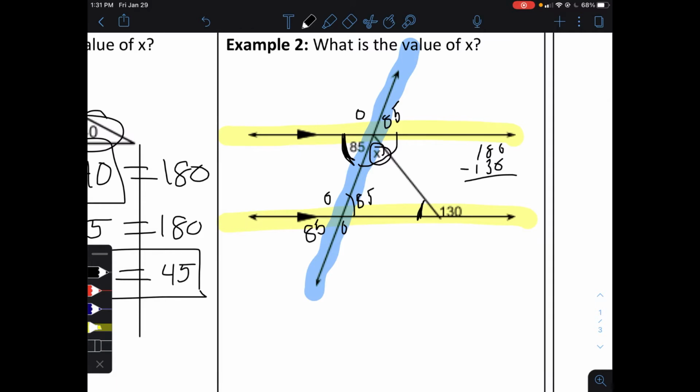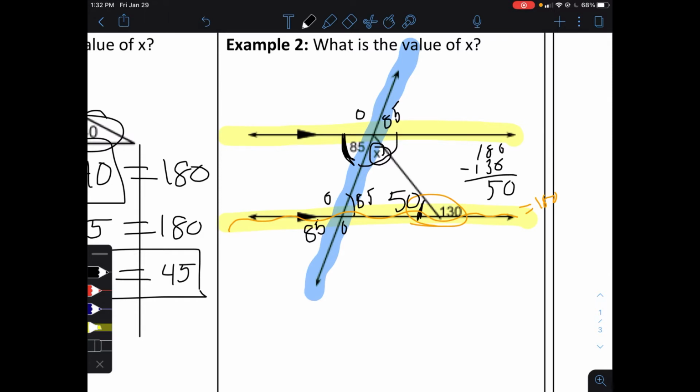I did that because this straight line right here is also equal to 180. And 130 and this other angle right here is a linear pair, which means that these two angles add up to equal 180 as well. I know 180 is a recurring theme in geometry. Okay, so when I do 180 minus 130, I end up with just 50. So this angle right here is 50.